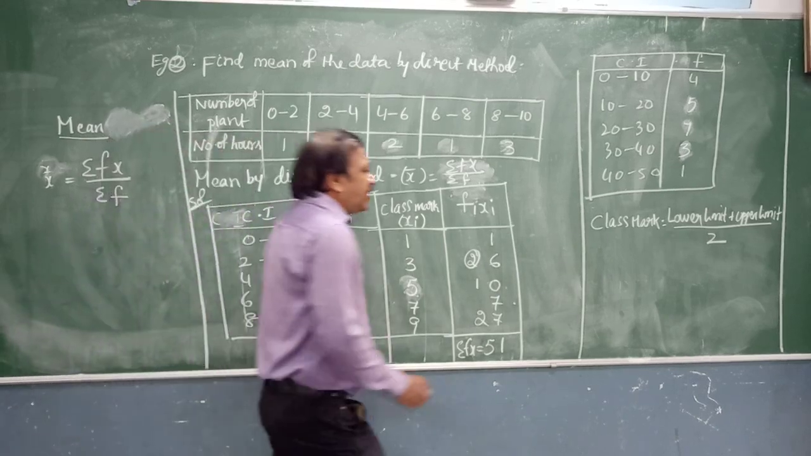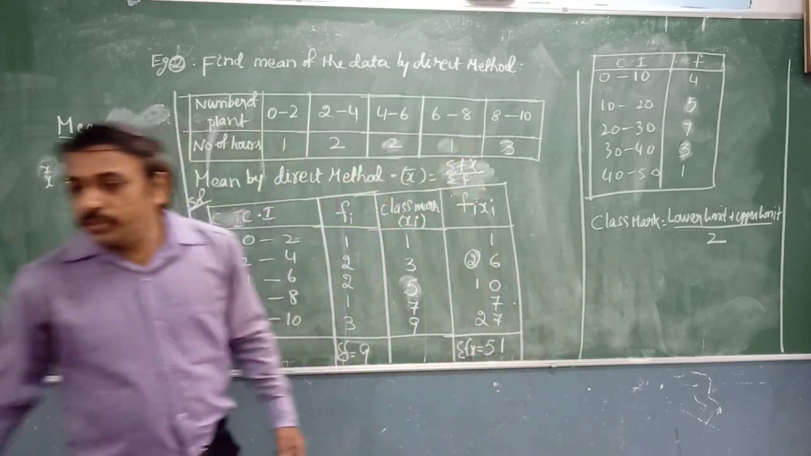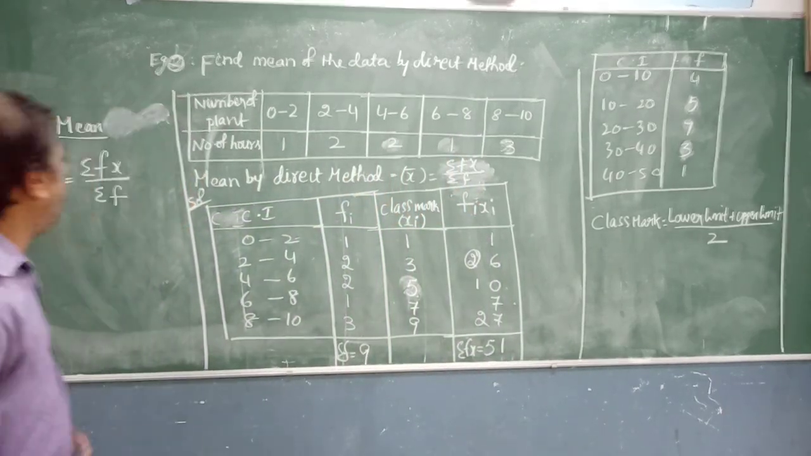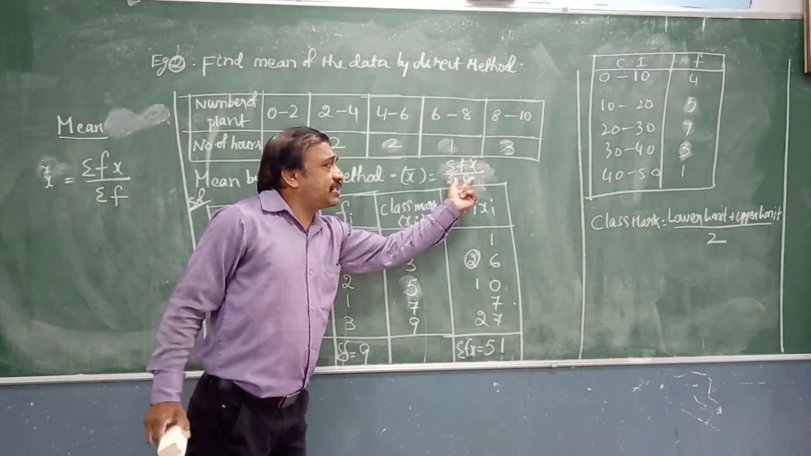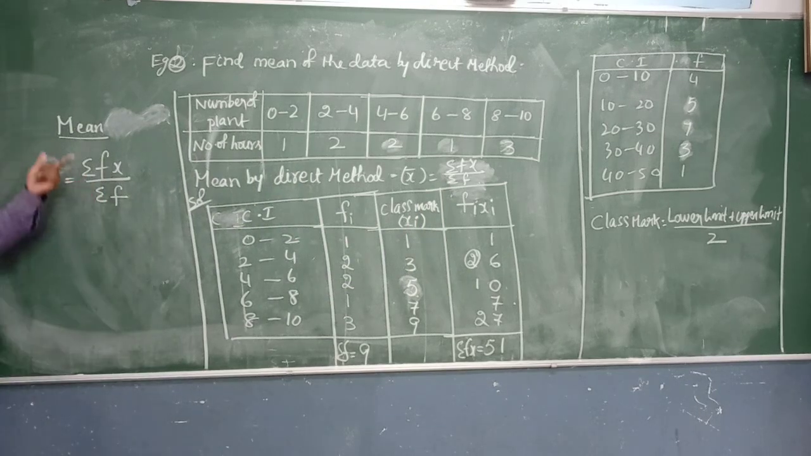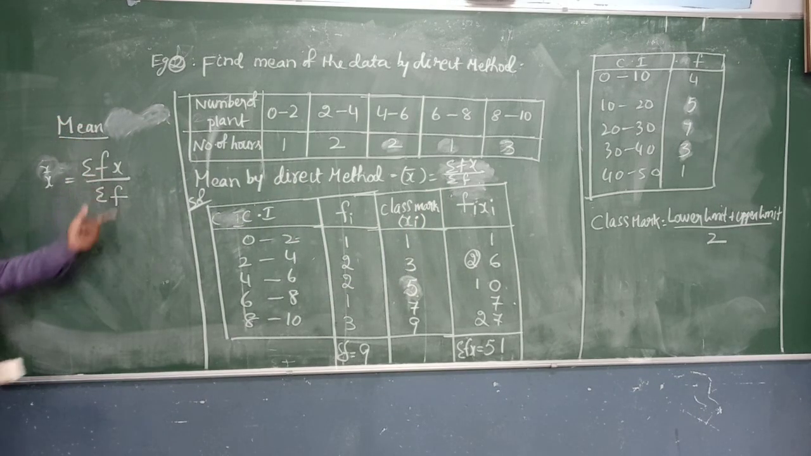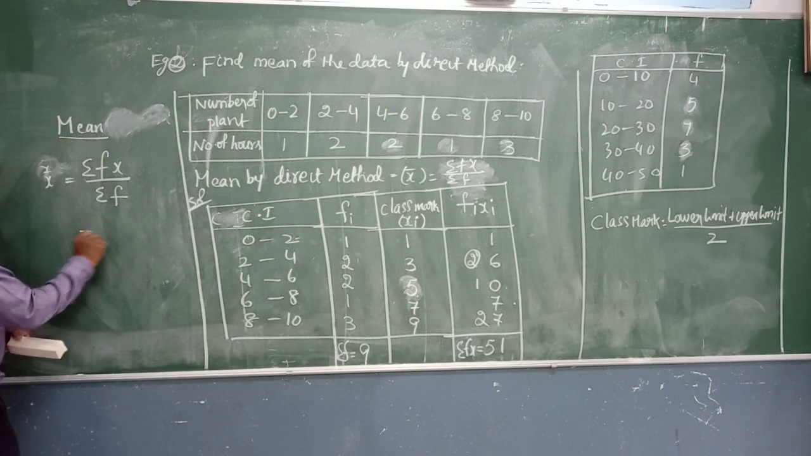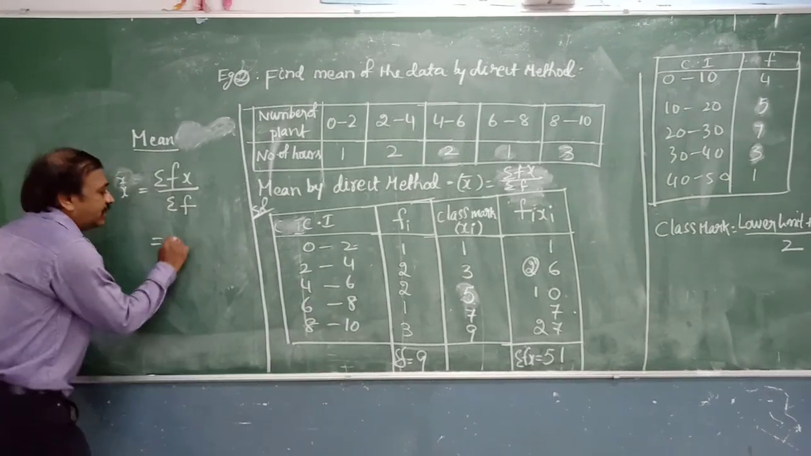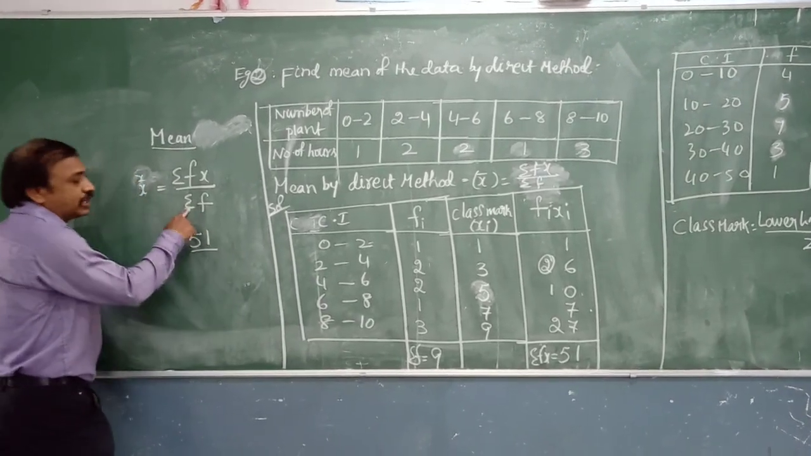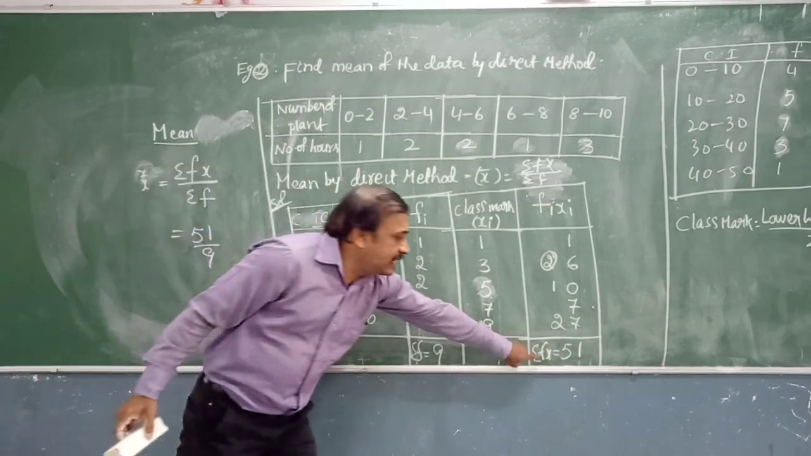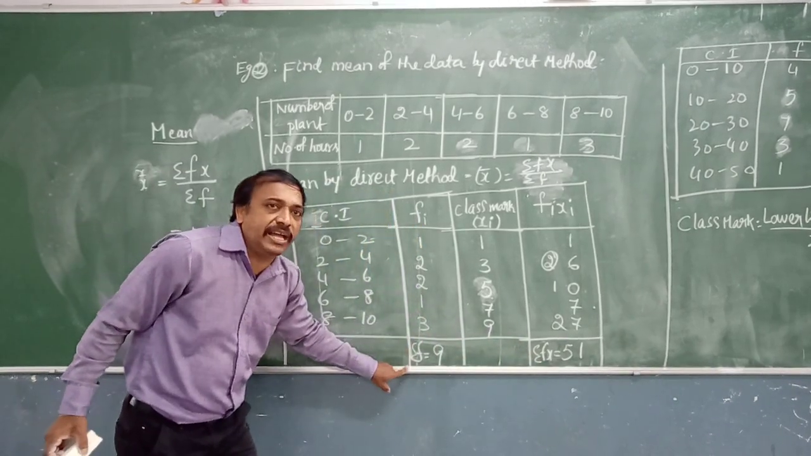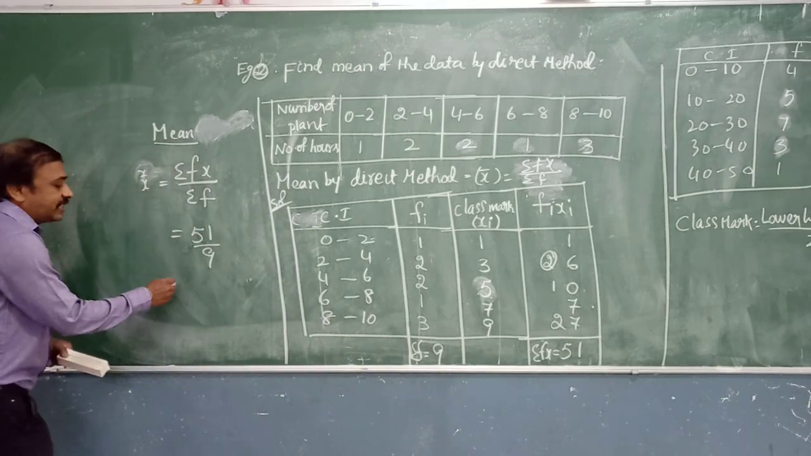Now what is the formula? Mean x bar is equal to sigma fi xi by sigma fi, that is sigma fx by sigma f. Here sigma fx is 51 and the total sigma f is 9. These values we obtained from the sigma fx and sigma f. So 51 divided by 9.